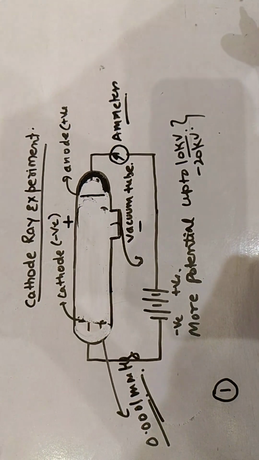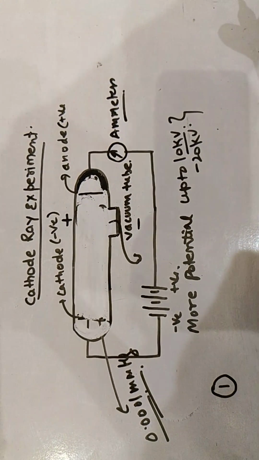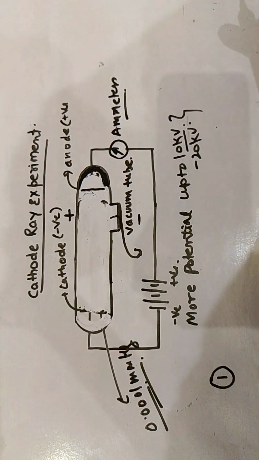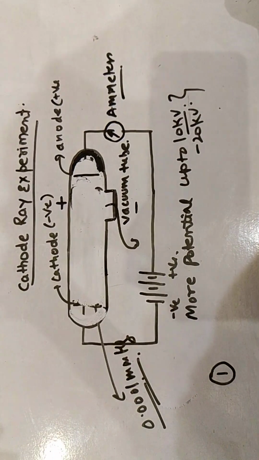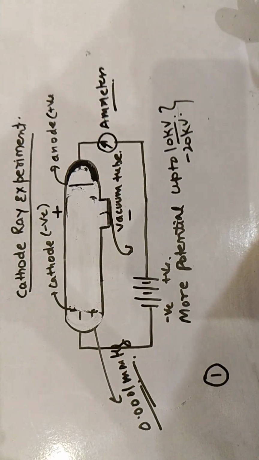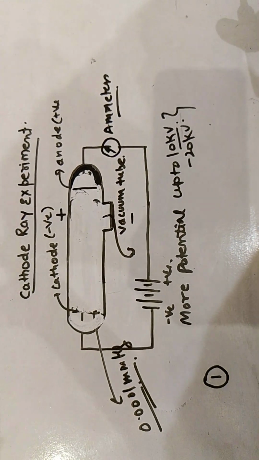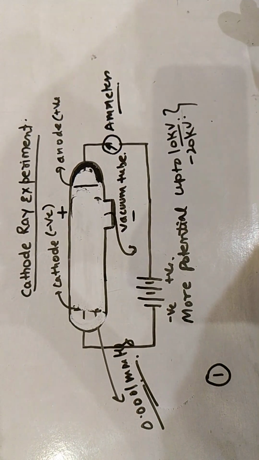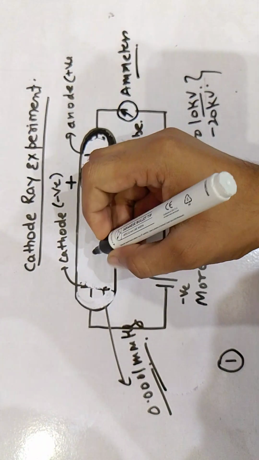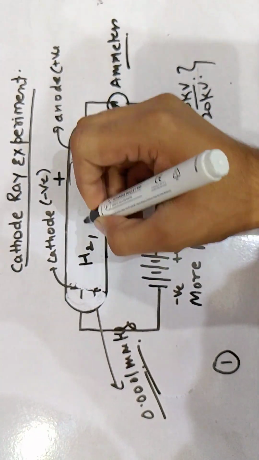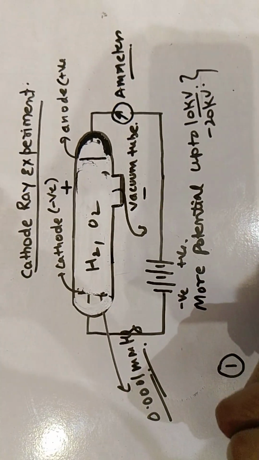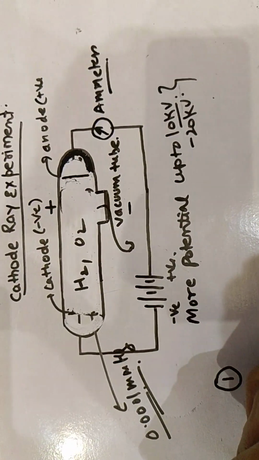So these are all the properties of these rays, and finally we concluded that there is a fundamental particle in this tube, and it is not affected by any gas. Means if you put any gas in it, either hydrogen or oxygen or any gas, it will not be affected by these gases. It is independent of these gases. Thank you.